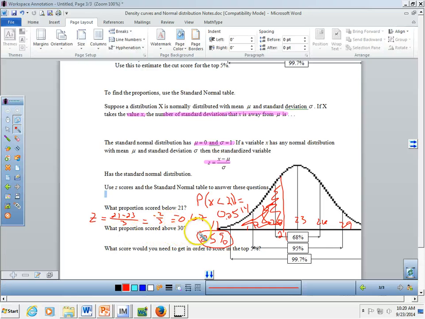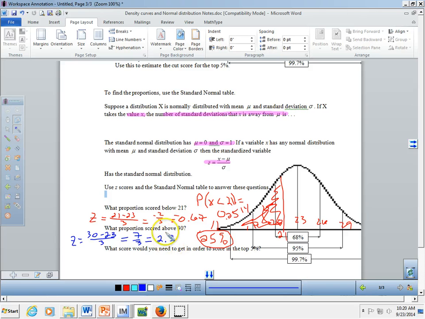What proportion scored above a 30? Well, we do the same process, right? So z-score, we've got to find out where 30 is in the standard normal curve. How many standard deviations away from the mean is 30? So we take 30, subtract 23, divide by 3. We get 7/3, which corresponds to basically 2.3.